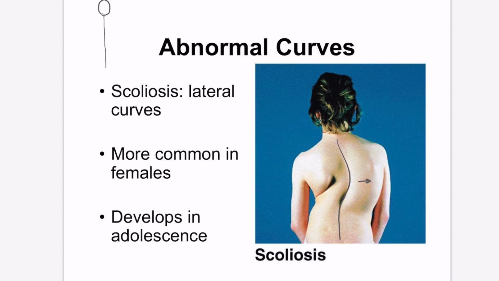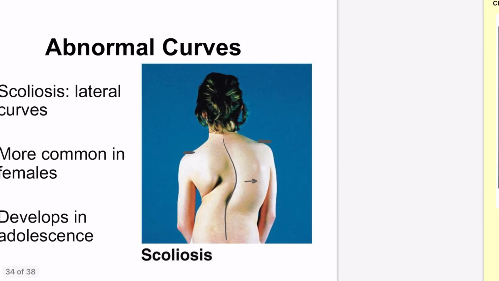They checked actually looking at the spinous processes of your vertebrae to see whether you had this lateral curve. So scoliosis is definitely an abnormal curve. It's pretty common. One sign of it is notice that the head of the shoulder, one head of the shoulder is lower than the other.